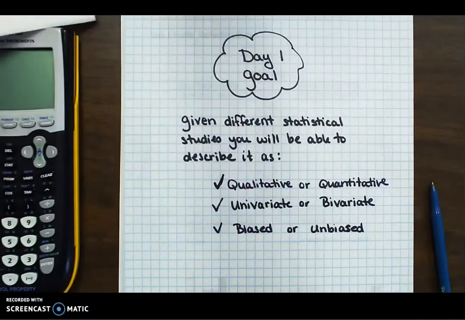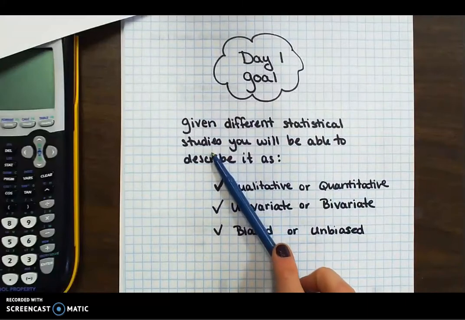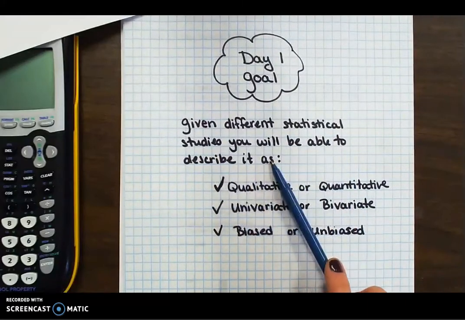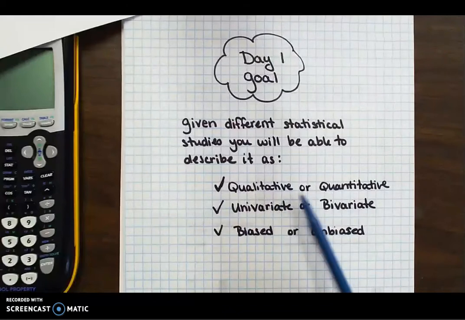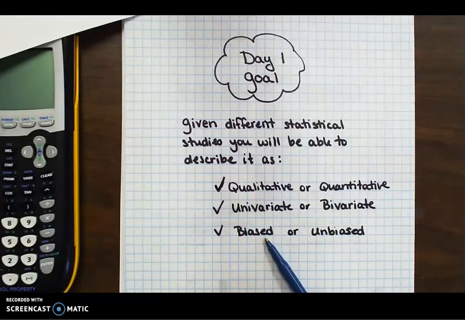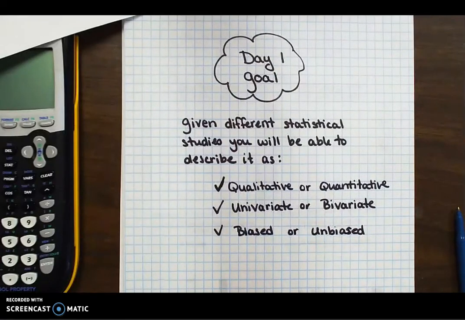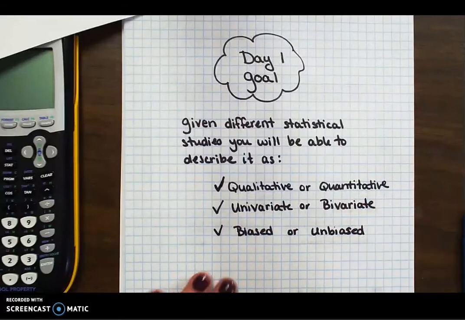Our goal for today, given different statistical studies, you will be able to describe it as qualitative or quantitative, univariate or bivariate, biased or unbiased. So kind of 3 different types of vocabulary we're going to be working with today. So let's jump right into it.